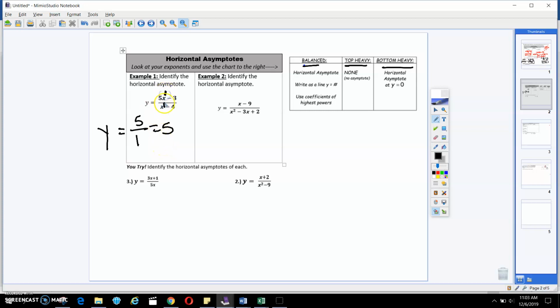So looking at the exponents, if they're the same, that means they're balanced. We're going to have 5 over 1, which is the coefficients, because this is saying take the coefficients of the highest power, which is 5 over 1.